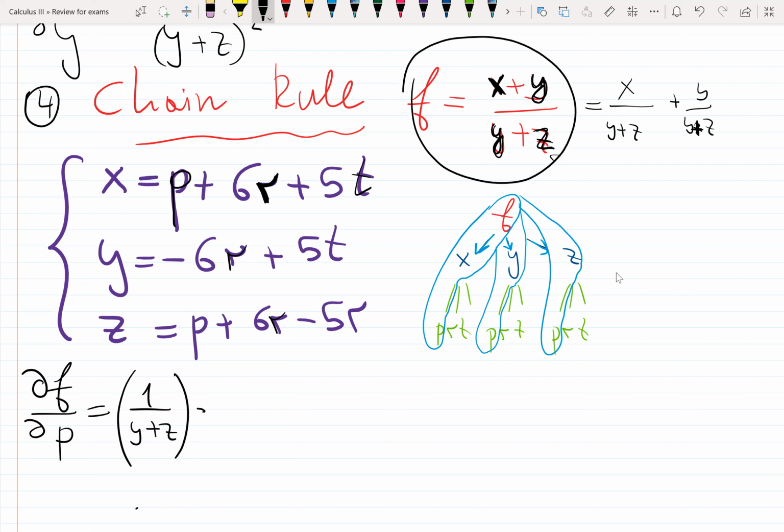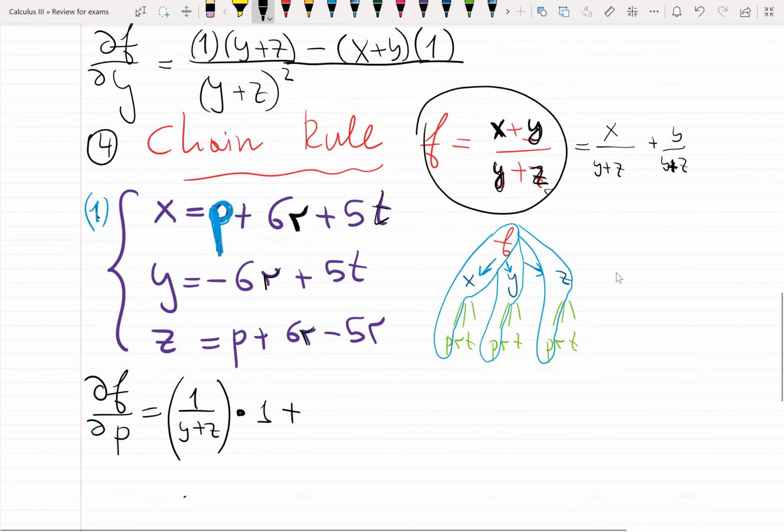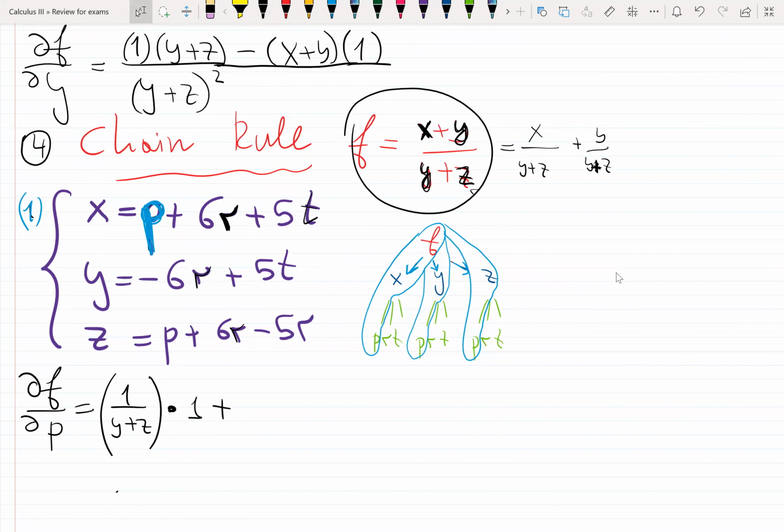But that's not enough. We need to dive deeper and differentiate formula number 1 with respect to p. And p is here as a main character, which means it's a variable, and others are constant. The derivative of p is 1. Or let's go check another big pocket. Another big pocket is called pocket y. Let's differentiate the original function with respect to y. We did it over there, see? So it's a quotient rule, (y plus z) squared, 1 times (y plus z) minus (x plus y) times 1.